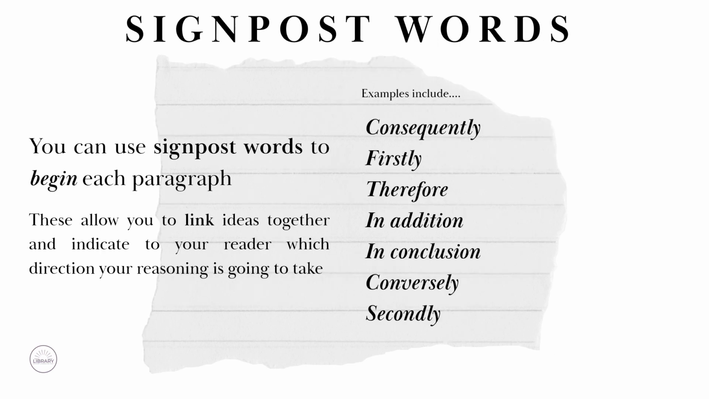Signpost words are very useful in essay writing as they allow you to link paragraphs together in a cohesive manner. Signpost words are used at the beginning of a paragraph. Examples of signpost words include consequently, firstly, therefore, in addition, in conclusion, conversely, and secondly. There are many more words available. Just Google signpost words to find others.